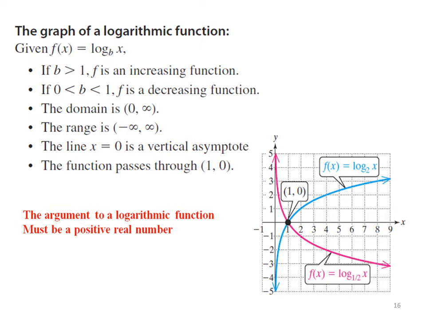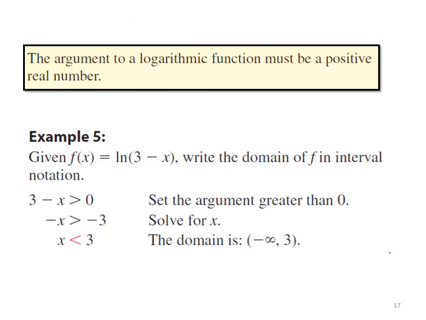There are actually many things that we can get from the graph, but the main thing here is that the argument to a logarithmic function must be positive, because the log is not defined for negative numbers. Here is that fact stated again. The argument to a logarithmic function must be a positive real number.